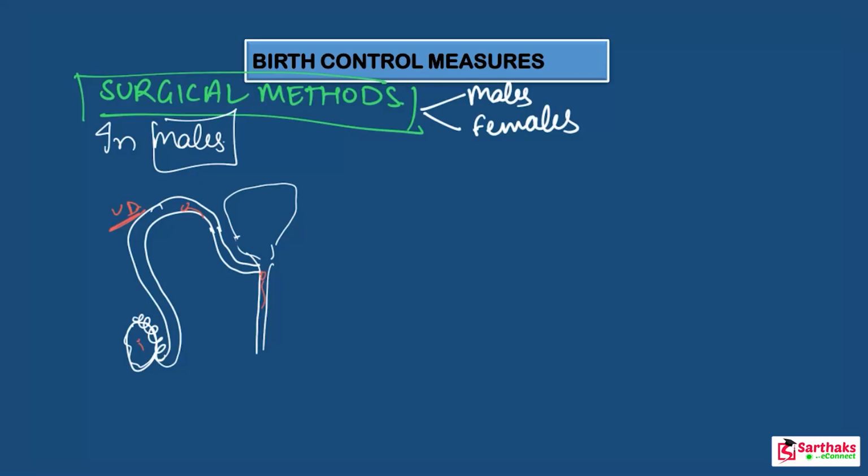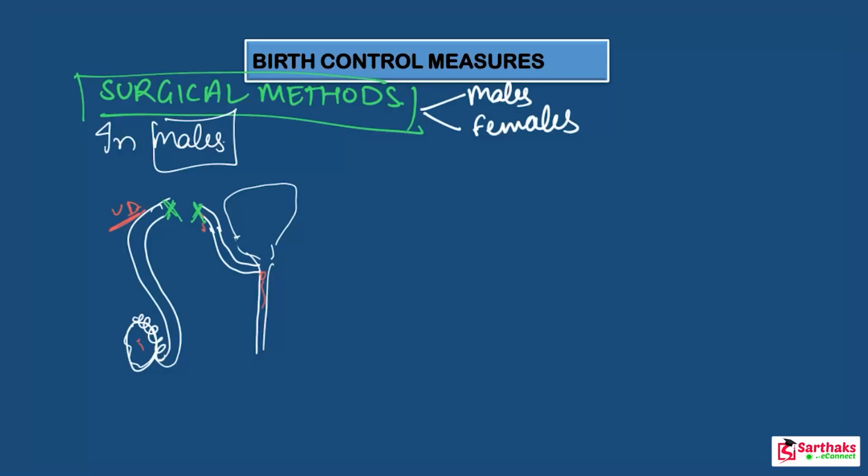But what happens in this process? Actually, in males, a small portion of the vas deferens is removed by surgical operation, and both the cut ends are ligated, or you can say tied properly. Let me show you here. Both of these portions are cut and tied here. Look at this.